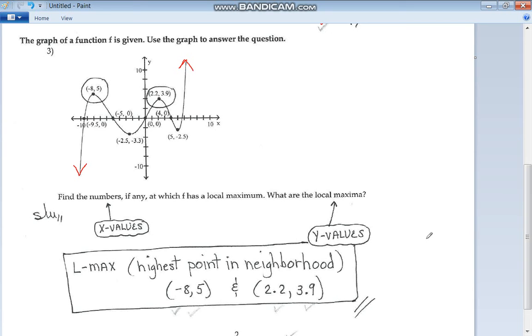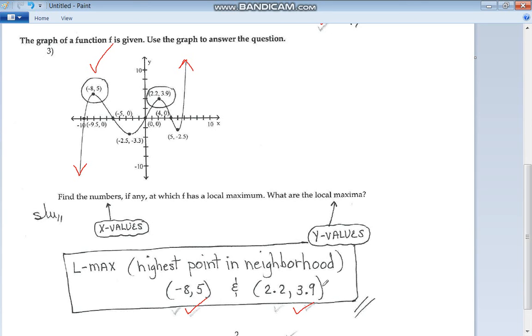So I'm looking for local maximum. I circled them too, the two of those in black. Those are my local maximum. Remember, they are the highest point in a neighborhood of x values to the right and left. Indeed, that's what we have in both of these cases. So those ordered pairs are actually given to me here. It's the ordered pair negative 8, 5, and the ordered pair 2.2, 3.9.